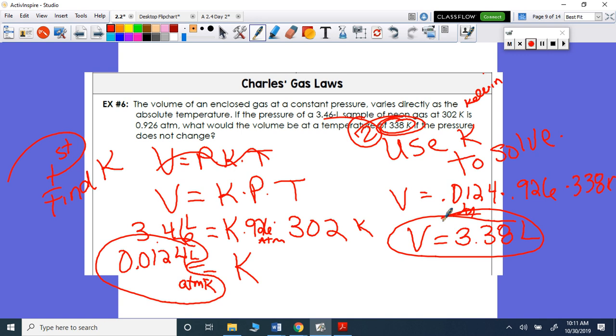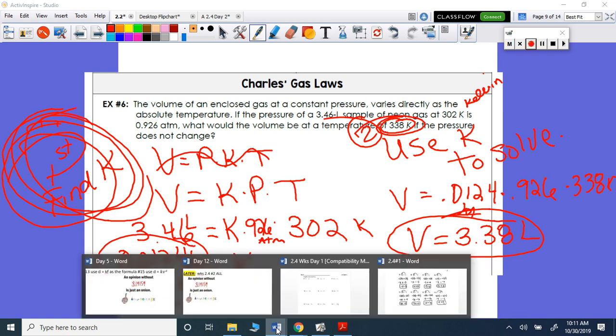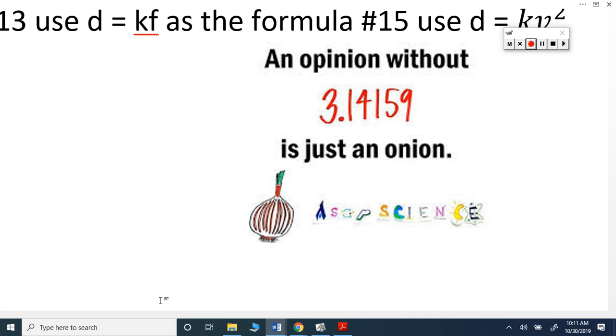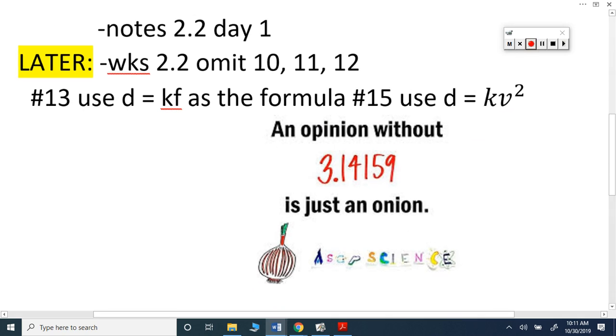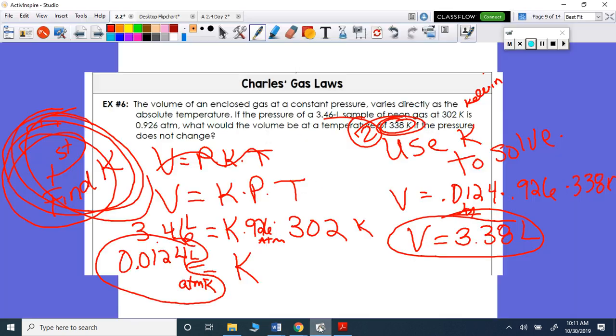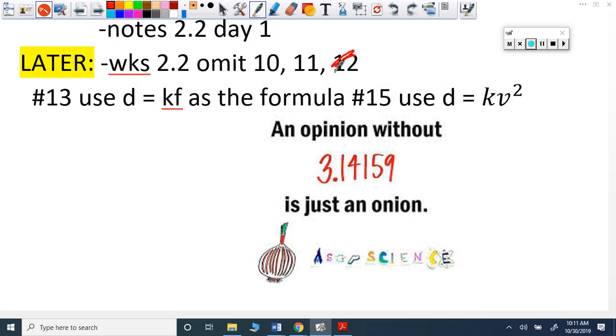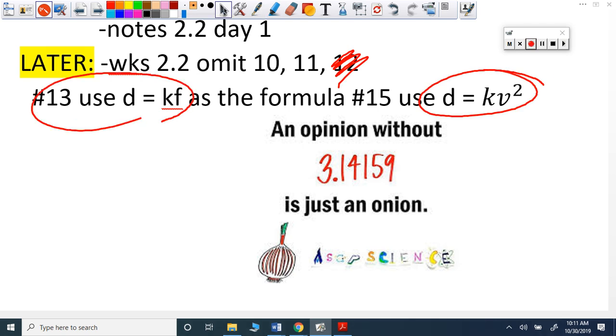Those are going to be the easiest application problems. But no, you've got to find your K first. On the back, I have the formulas for you. So if I can switch back, you are to do problem 12. Do all of the problems but omit 10 and 11. And these are your formulas.